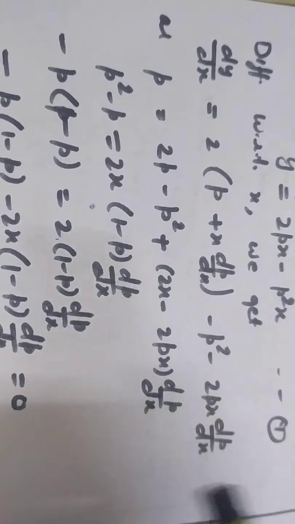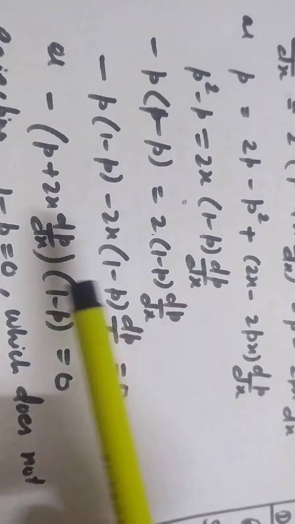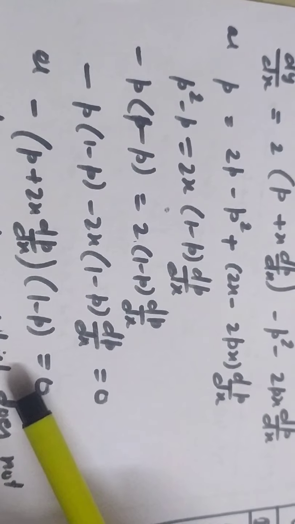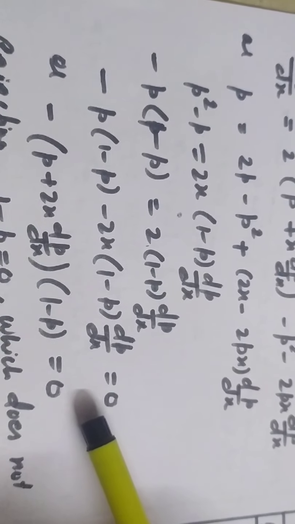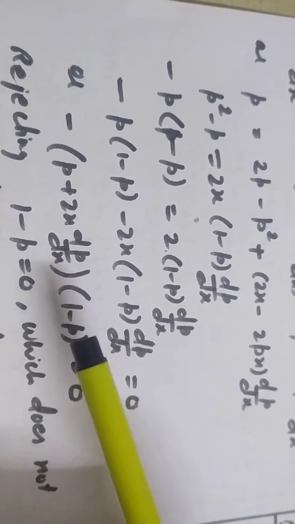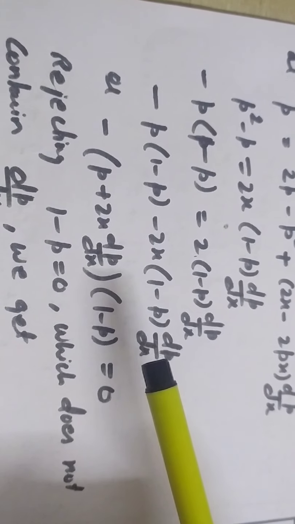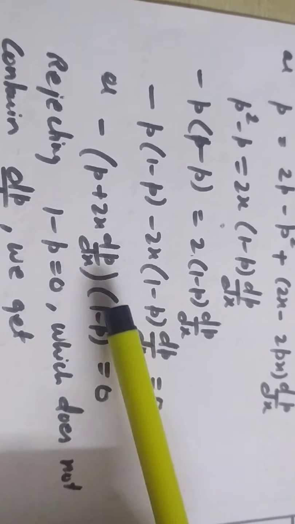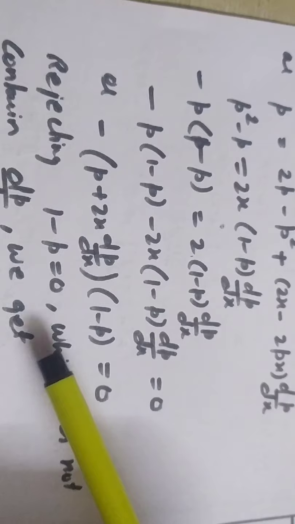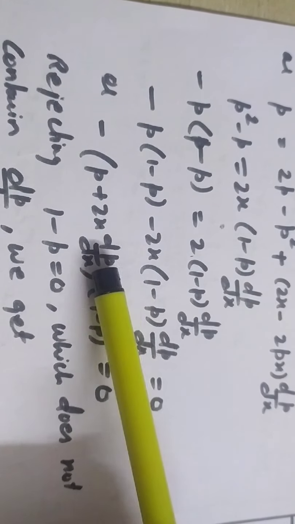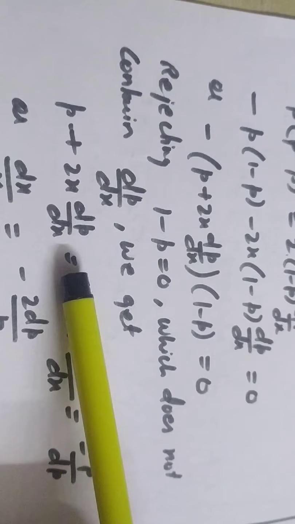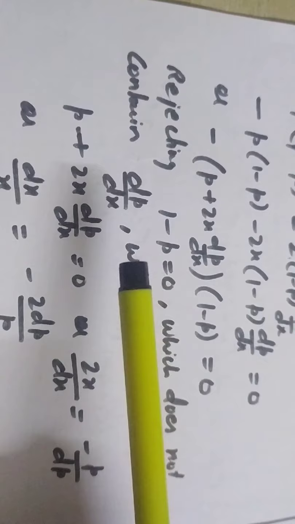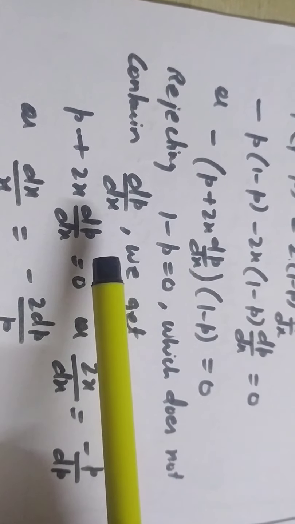Just after simplification, you will factorize this equation in this form: minus p plus 2x dp over dx, into 1 minus p, equal to 0. So these are two factors. You will reject the factor which does not contain dp over dx. So 1 minus p does not contain dp over dx. Therefore, you will reject 1 minus p equal to 0. So you are left only with p plus 2x dp over dx. When you equate this factor to 0, you will get a differential equation in the form of p.